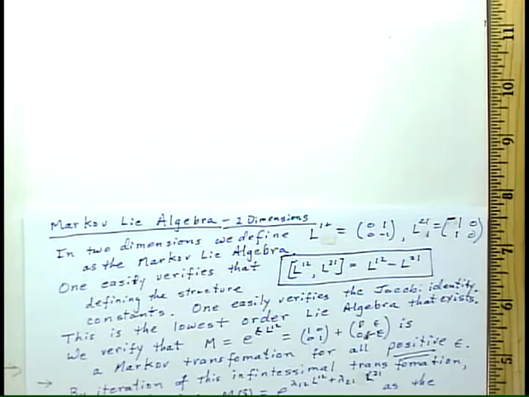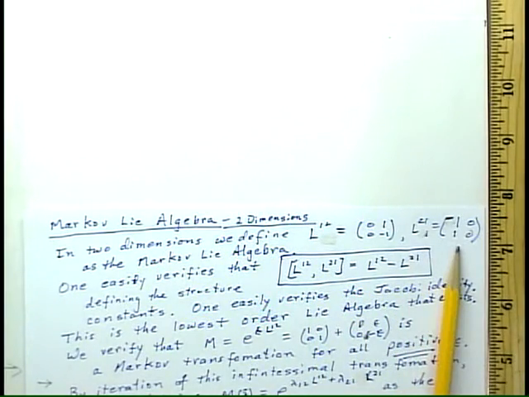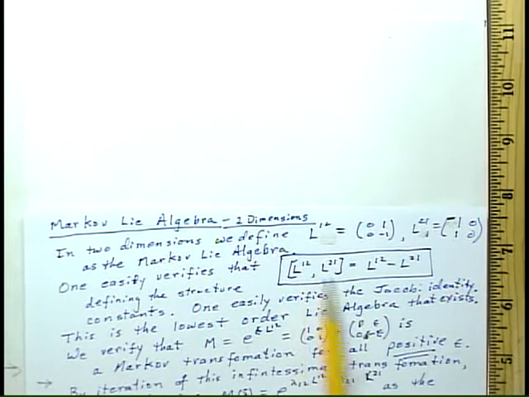In the last lecture, we defined our two-dimensional Markov Lie algebra basis in terms of L12, which was this matrix, and L21, which was this matrix. The commutation rules were given by this, and we pointed out that this was the lowest order Lie algebra that exists. And in fact, every order 2 Lie algebra is equivalent to this Lie algebra, which we're going to be referring to as the Markov Lie algebra in 2 dimensions.